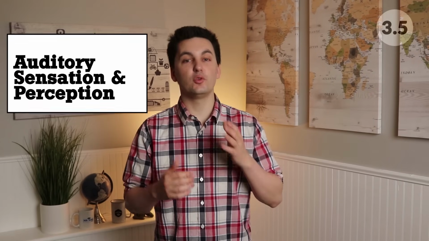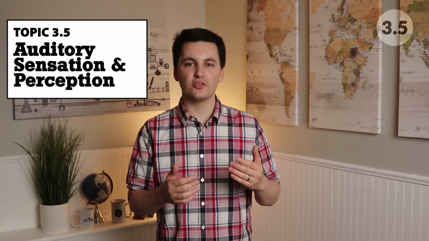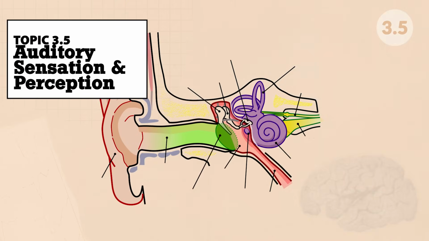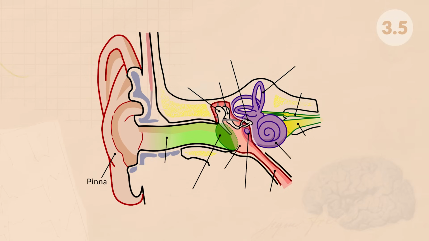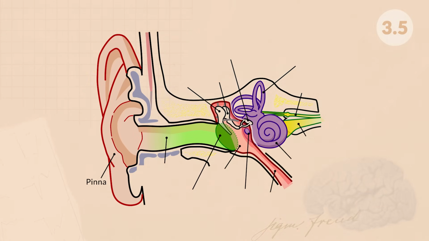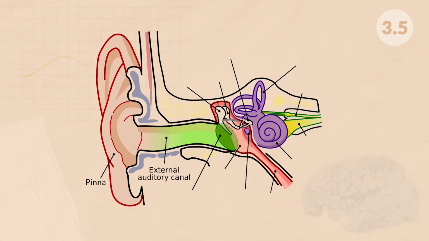Moving into section 5 of unit 3, we can see we have our auditory sensation and perception. Starting out with the ear, we first have the pinna, which is the outer part of the ear. It's made up of cartilage and helps direct sound into the ear. Once sound enters the ear, it is in the auditory canal. This is the entrance to the ear. This tube funnels sound into the ear from the pinna into the eardrum.